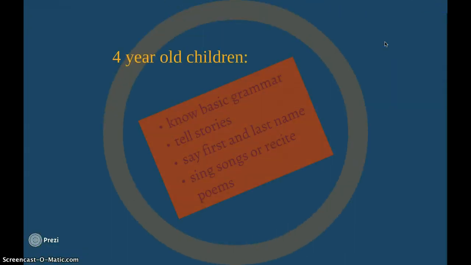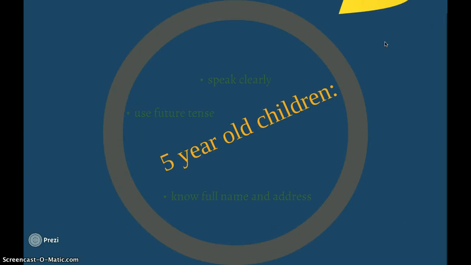By 4, children know some basic grammar rules, such as when it's appropriate to use he or she. They can tell stories. They know their first and last name. They sing songs or say poems from memory. And by 5, children are able to typically speak very clearly. They use a future tense, such as grandma will be here, and they know their full name and address.